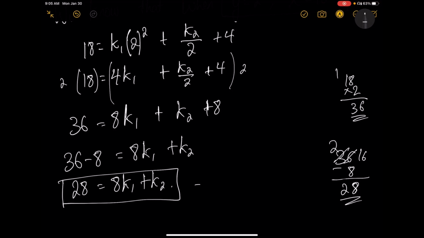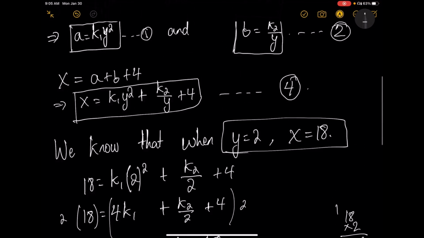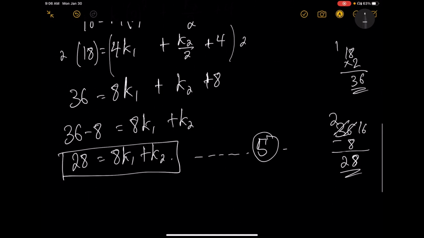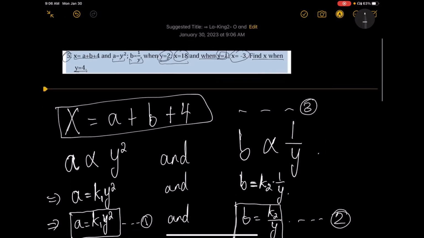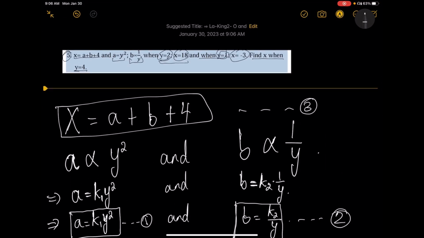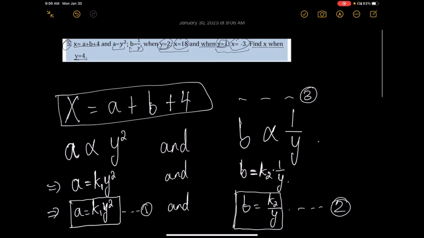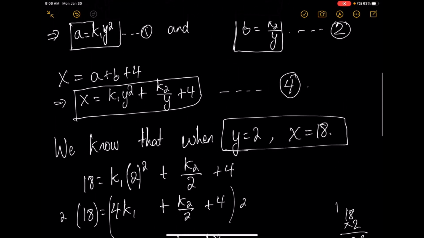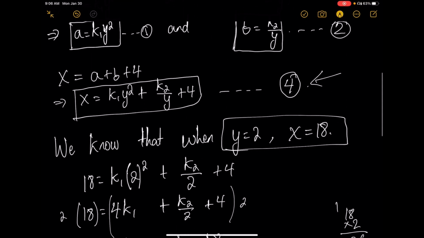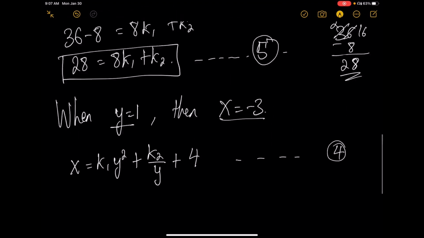So this expresses k1 and k2. Let's call this equation number 5. All right. Now we also know other information. When y is equal to 1, x is equal to negative 3. Let's use that information and plug it into equation number 4. This is equation number 4. I just copied it from here.